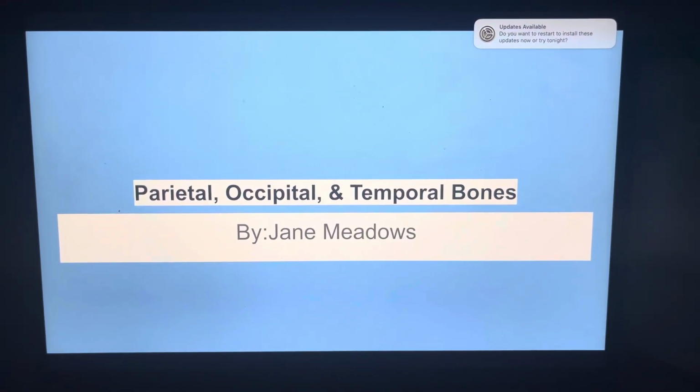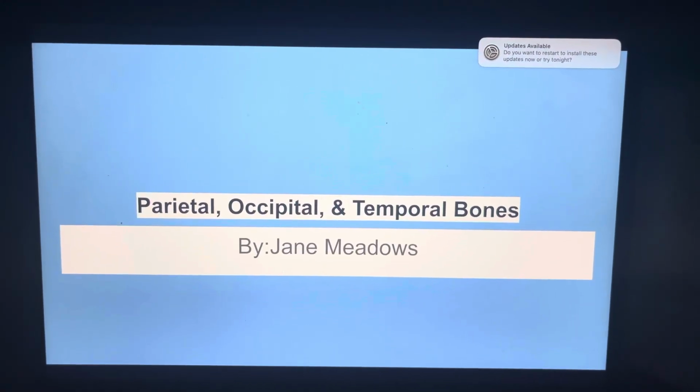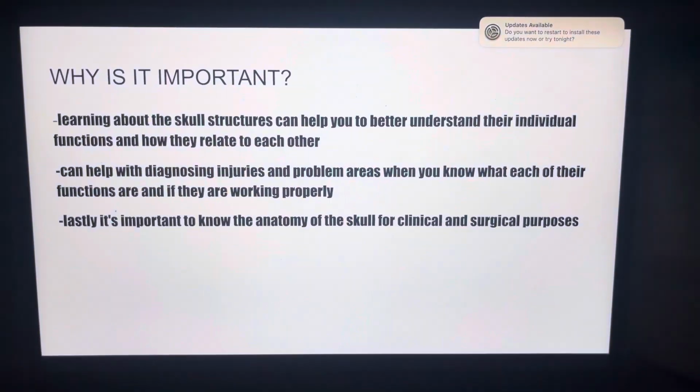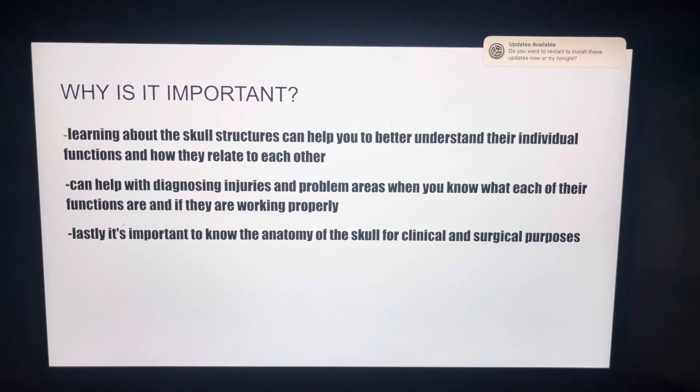Okay, I had the parietal, occipital, and temporal bones by Jane Meadows. So why is this important?